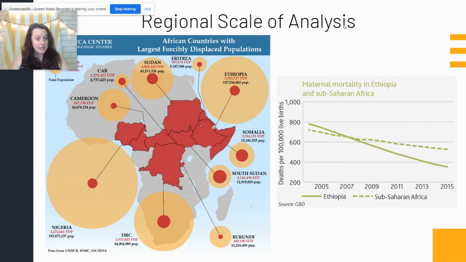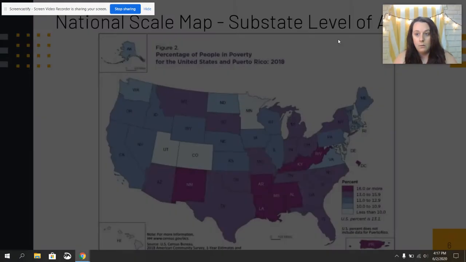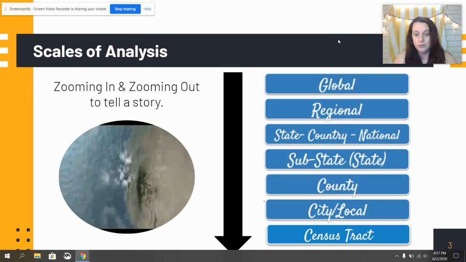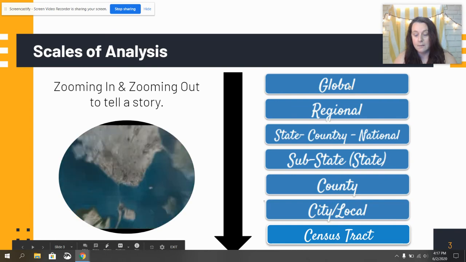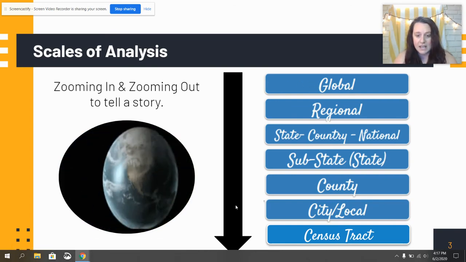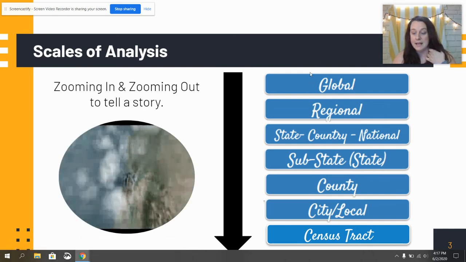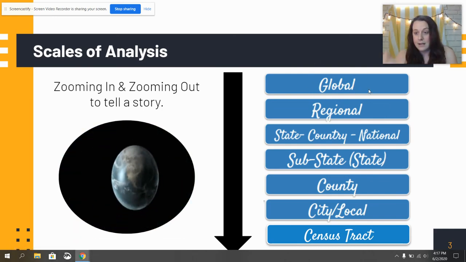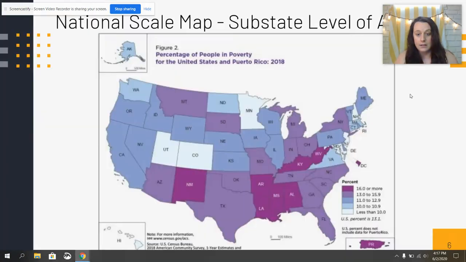So something that I skipped, and we're going to talk about this more with the following topics, is the regional scale of analysis. If I go all the way back, and you can look up at your notes here, to this graphic that I use to describe the zooming in and zooming out, right? Global is the most zoomed out. And then the next step of zooming in would be regional. And that's what we're talking about here.